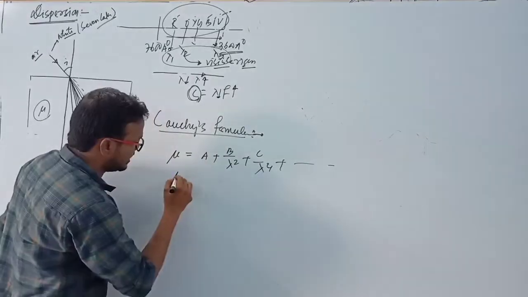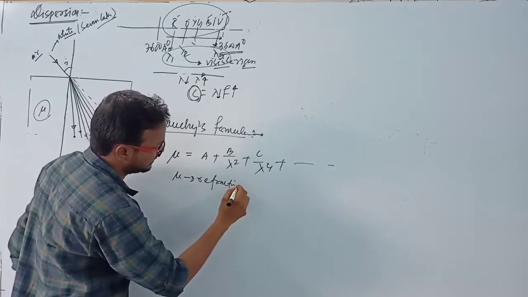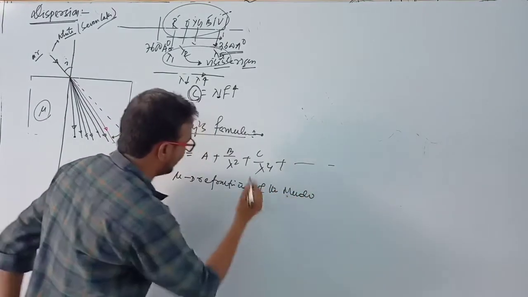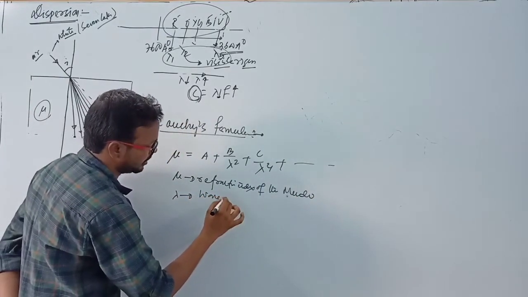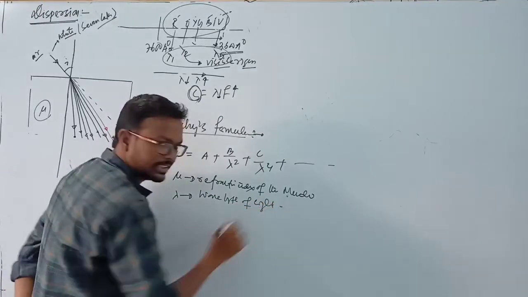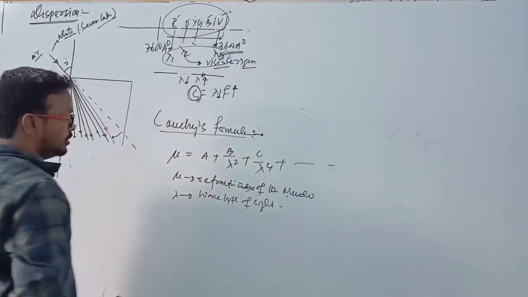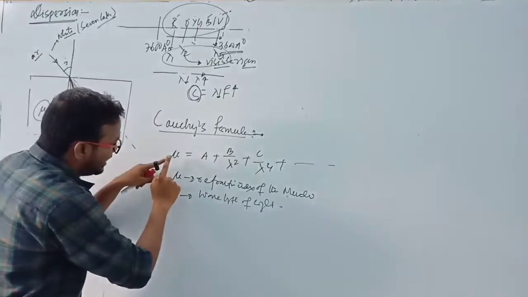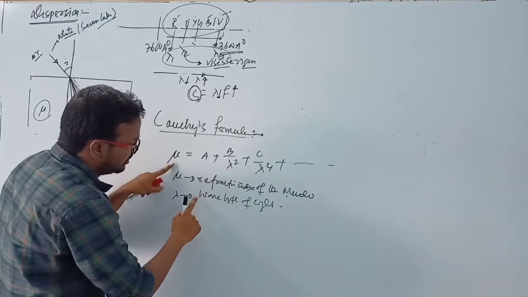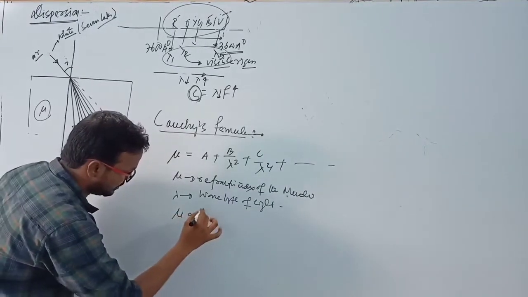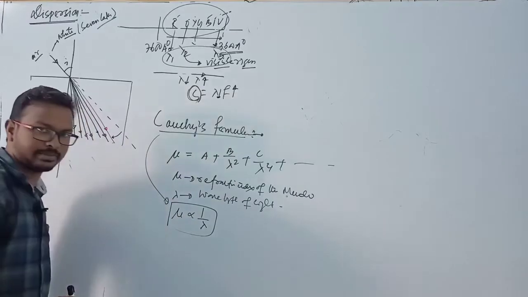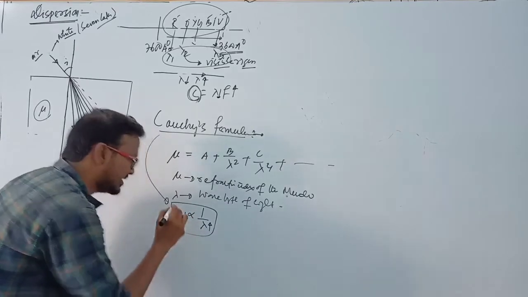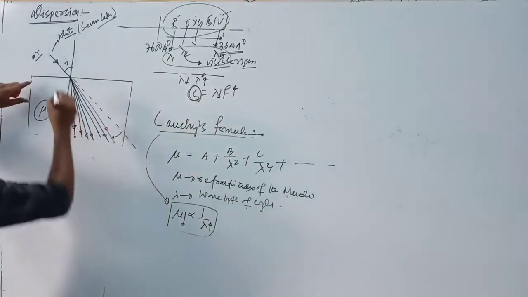And lambda is the wavelength of light. Clear? Because light consists of 7 colors, VIBGYOR. If we look at this relation, the refractive index is inversely proportional to the wavelength of light. So we can write mu is proportional to 1 by lambda squared, from Cauchy's relation. Clear? So if lambda increases, then the refractive index decreases.